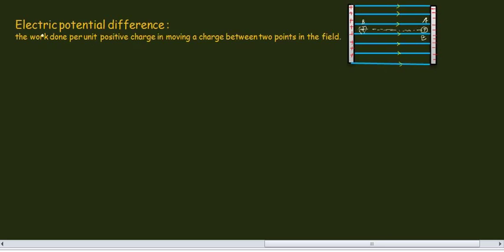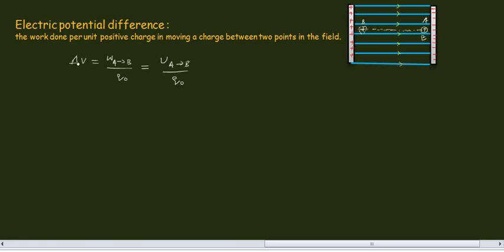So the difference between the potential at point A and point B is called the electric potential difference between point A and point B. Now we are in a position to define it. The electric potential difference is the work done per unit positive charge in moving a charge between 2 points in the field. So the difference in potential is equal to the work done moving the charge from point A towards point B. And this work is stored in the form of electric potential energy, which is U from A to B.